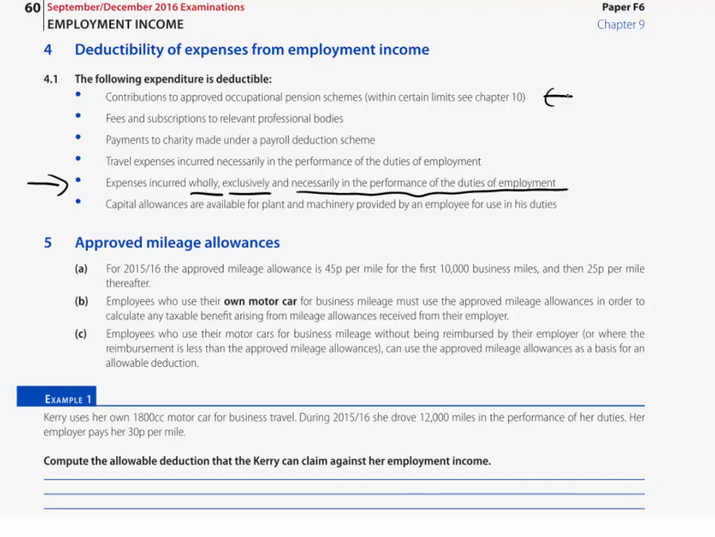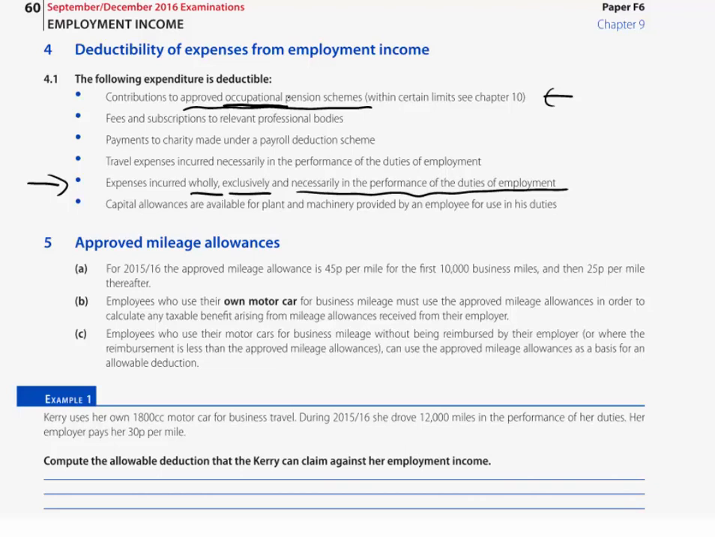Again, very specifically, contributions made by the employee to an approved occupational pension scheme. When it comes to tax relief and tax efficiency, there's nothing better than pension contributions. Now, if an employee makes a contribution into an approved occupational pension scheme, that will be an allowable deduction from their employment income. Note here, because we've mentioned pension schemes before, the very specific name: occupational pension scheme contributions.